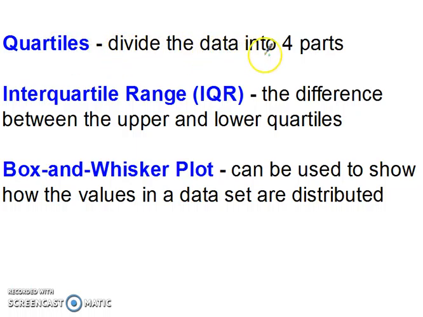Quartiles divide the data into 4 parts. Think quarters. And then you have the interquartile range, or IQR, the difference between the upper and lower quartiles. The interquartile range is the middle 50% of the data. A box and whisker plot uses the interquartile range and quartiles, so it can be used to show how the values in a dataset are distributed.